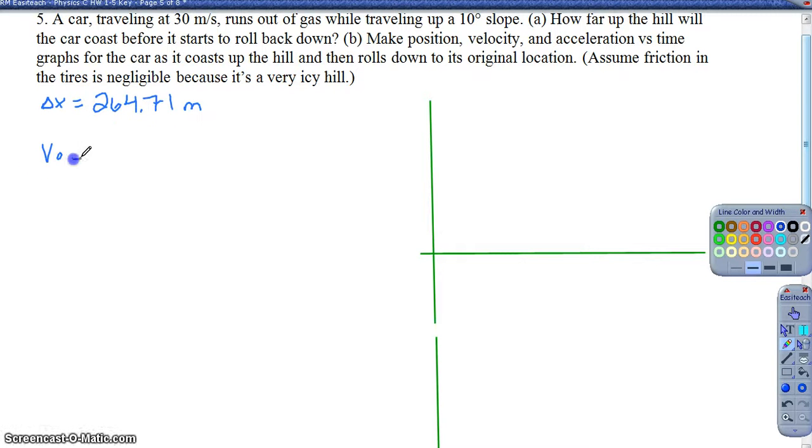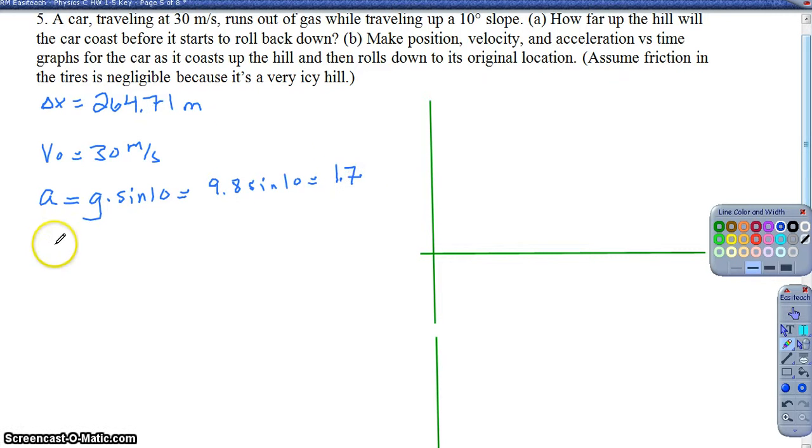We know the initial velocity of the car is a positive 30 meters per second since it's going up the hill. It does tell me that the slope is 10 degrees, which is significant because I can find the acceleration. I know the acceleration is going to come from gravity, but just the sine component of gravity. So if you need to build yourself that triangle to see this again, or just go back to the notes to review that, that tells me it'd be 9.8 times sine of 10, which comes out to be about 1.7 meters per second squared. I know the final velocity at the highest point is also 0, because at that moment it pauses before it starts to roll back down.